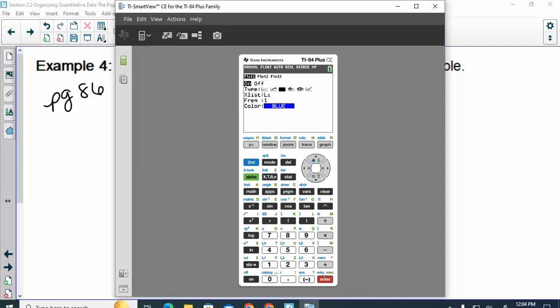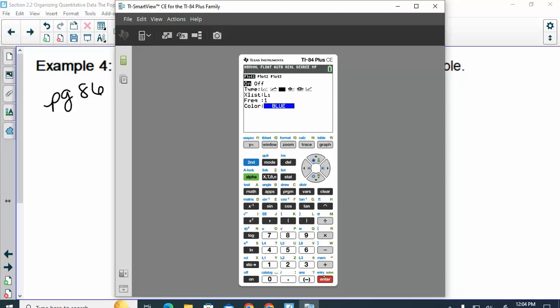Okay, X list should be automatic. It should be list 1. Remember, list 1 is where we put all of our data. All right, frequency 1, we don't have to worry about that. We're just going to leave that alone. Now, if I just try to graph it right now, it's going to do every individual value. Which a lot of times is fine, but when we set this up, we did classes, right?